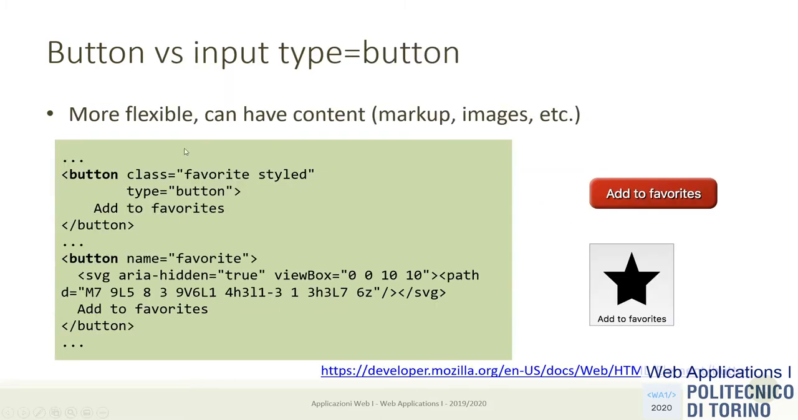As we said, the button element can also specify a text or specify an image. In this case, it's an SVG, but it may be any kind of image to be contained in the button itself. So we can style it more easily than just native buttons.